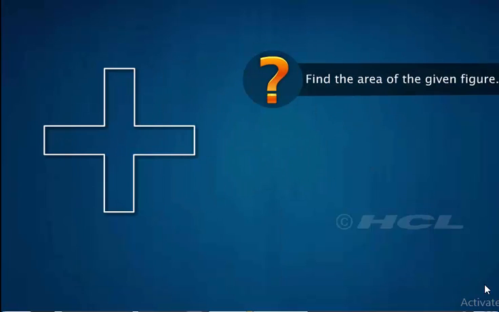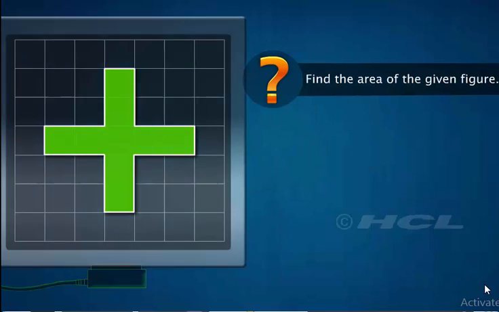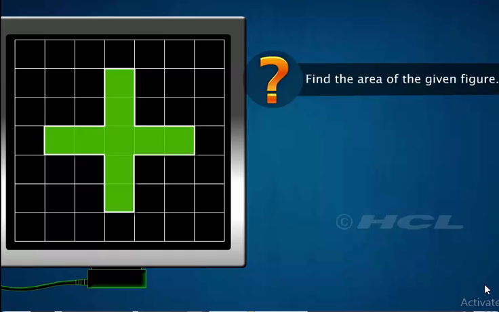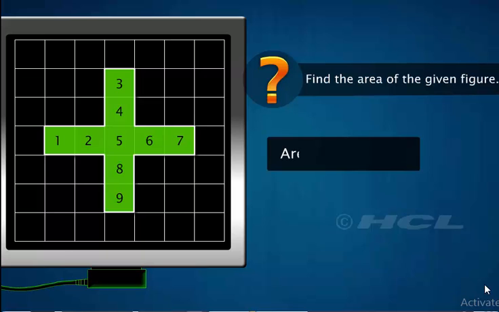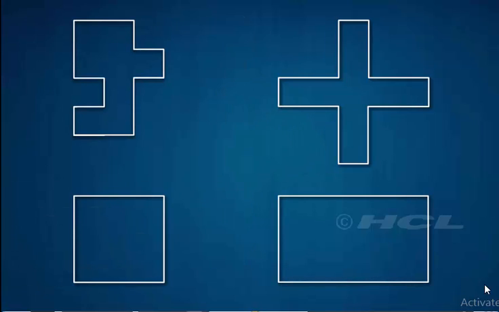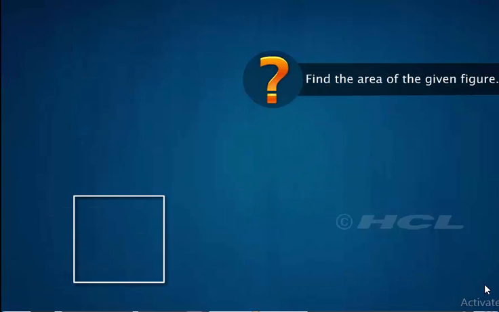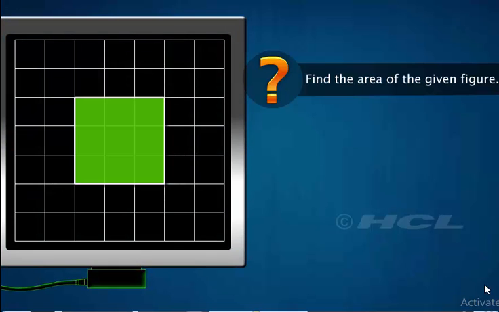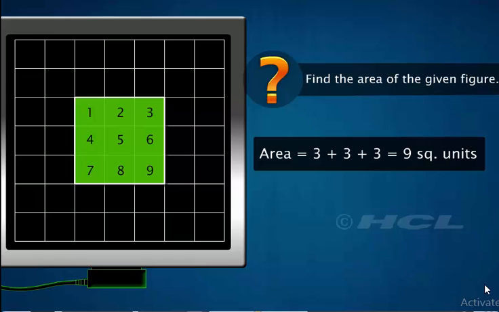Similarly, we can find the area of this figure. As you can see, this figure comprises 9 unit squares. Therefore, the area of this figure is 9 square units. Next, let's see how we can find the area of this square. Using the grid, we can see that the area of this figure is 9 square units.